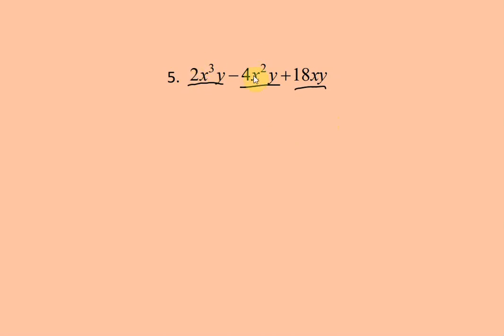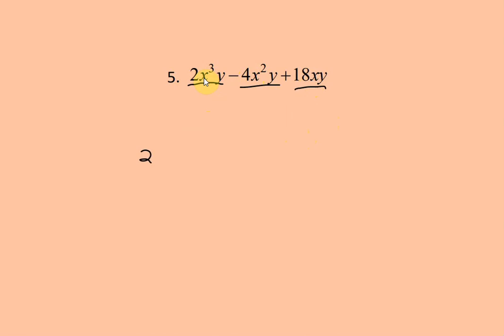So I have 2, 4, and 18. The biggest number that will divide into all 3 of those numbers is 2. I can't do a 4 because 4 can't divide into 2 evenly, but 2 can divide into 2, 2 can divide into 4, and 2 can divide into 18.